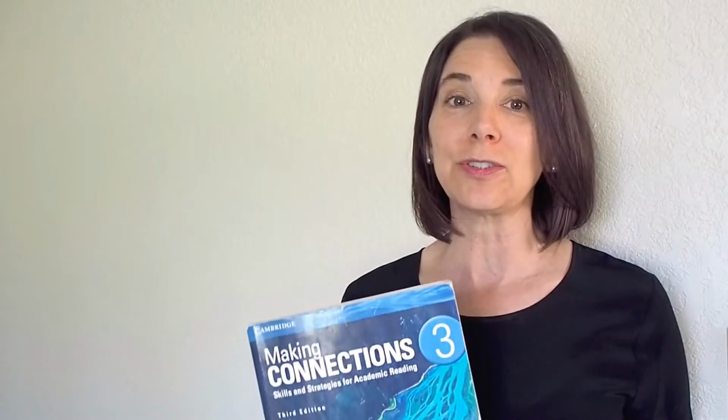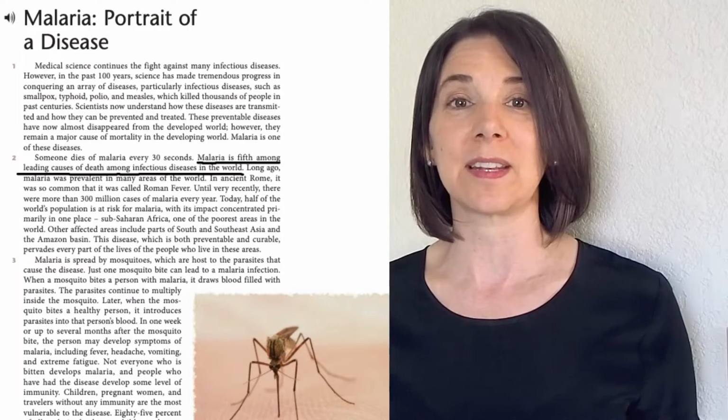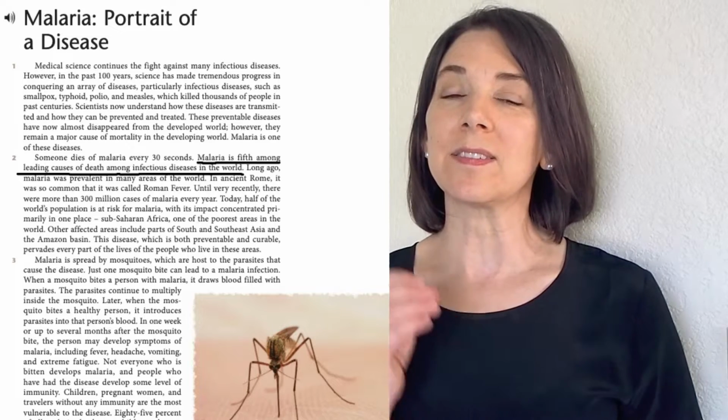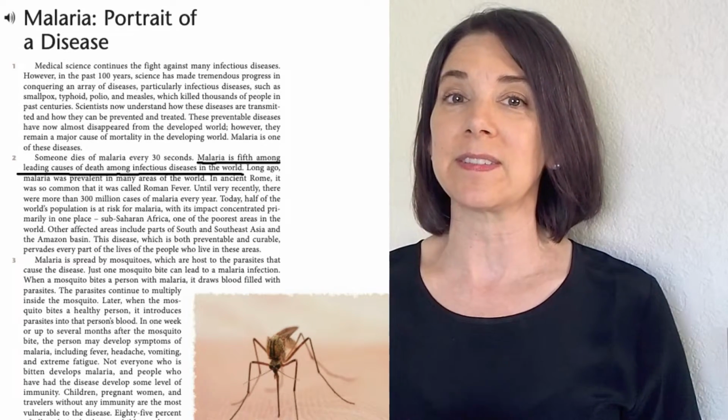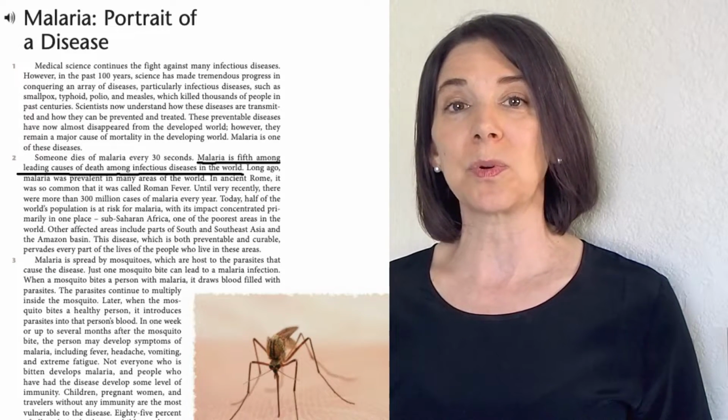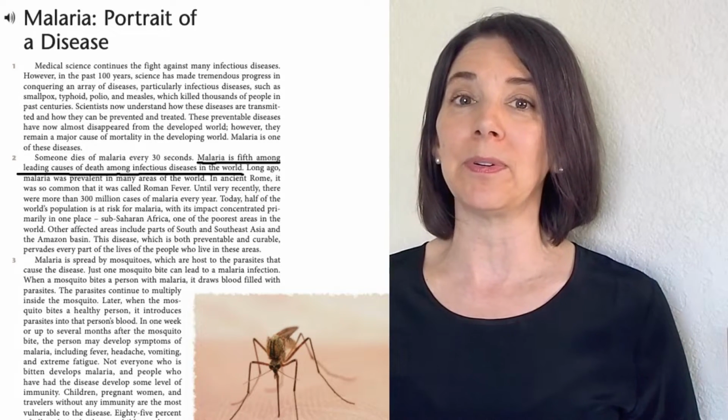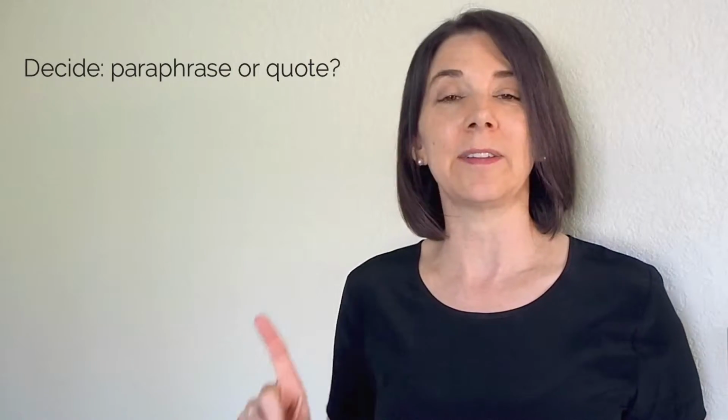So what I did was I went to my textbook and I looked for a statistic or some other evidence to show how serious this disease is. And I found this sentence that I want to use. This sentence is directly related to my idea, which is that this is a serious disease. So this evidence works because it shows how many people it affects around the world, or that it's a very serious and deadly disease.